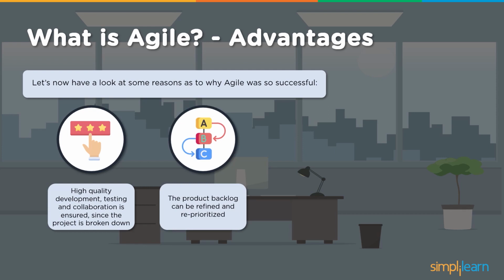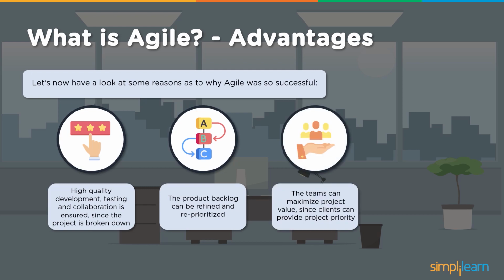Then the product backlog can be refined and reprioritized. Since we move iteration-wise, depending on the change scenario and depending on direction changes, we can keep reordering or reprioritizing our product backlog. What needs to be created first? If I have items 1, 2, 3, 4, 5, I can make it 3, 4, 1, 2, 5. So whenever a change needs to be executed, it is flexible and easy to do. Then teams can maximize project value since clients can provide project priority.